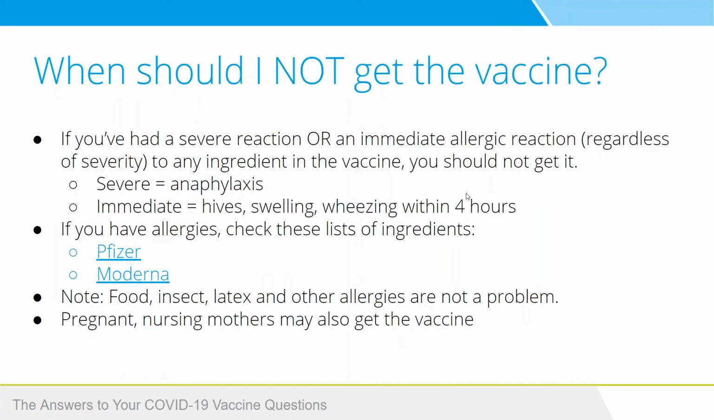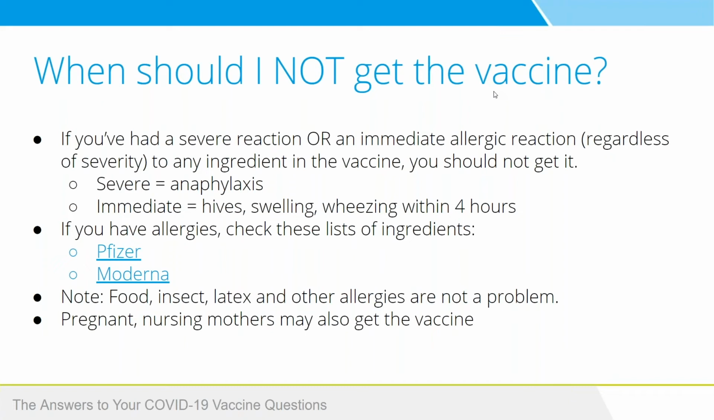Next, are there times when you should not get the vaccine? That answer is yes. If you in the past have had a severe reaction or an immediate allergic reaction, regardless of how severe it was, to any of the ingredients in the vaccine, you shouldn't get it. A severe reaction is anaphylaxis. You would know if you've had a severe reaction. An immediate reaction is hives, swelling, or wheezing within 4 hours of coming into contact with a vaccine or something else, any of the ingredients in it.